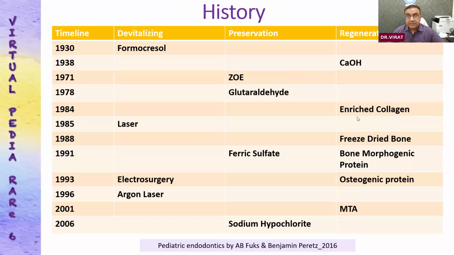History dates back to 1930 with the use of formocresol medicament, which aimed for preservation or regeneration, gained popularity with time, and with the introduction of MTA, focus shifted to regenerative pulpotomies.